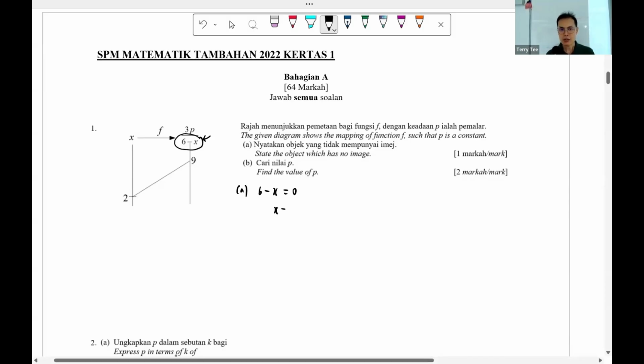So what is your x value? Your x is 6. That's about it. The object which has no image is just 6. Okay, very simple. All right, second one.